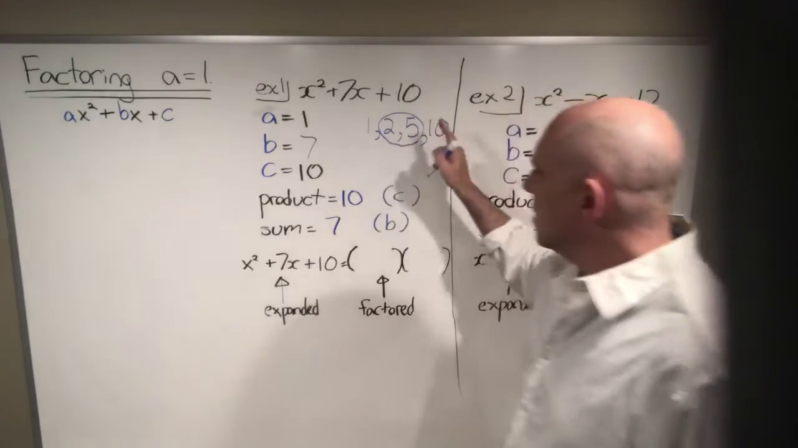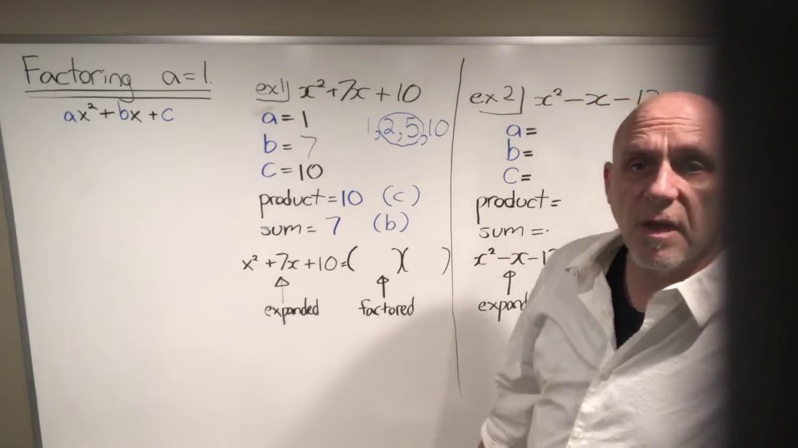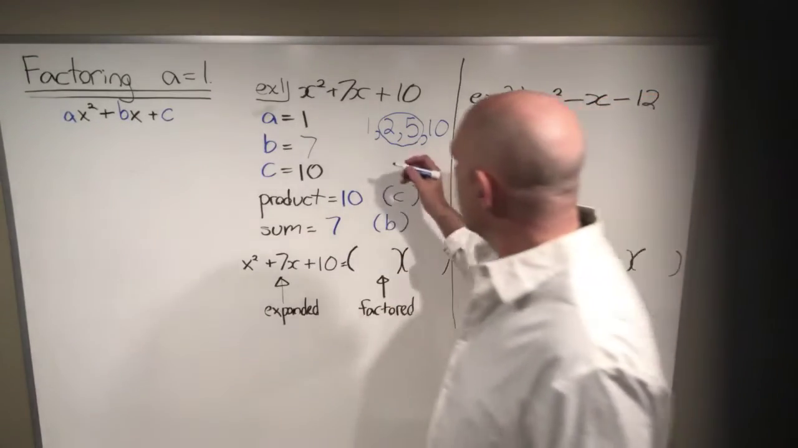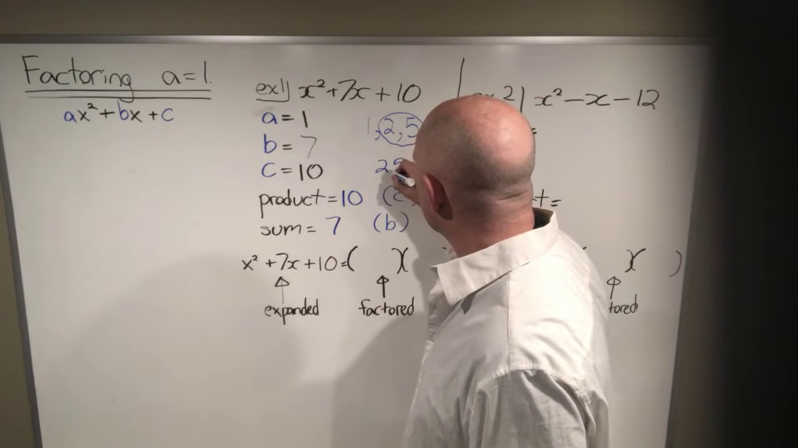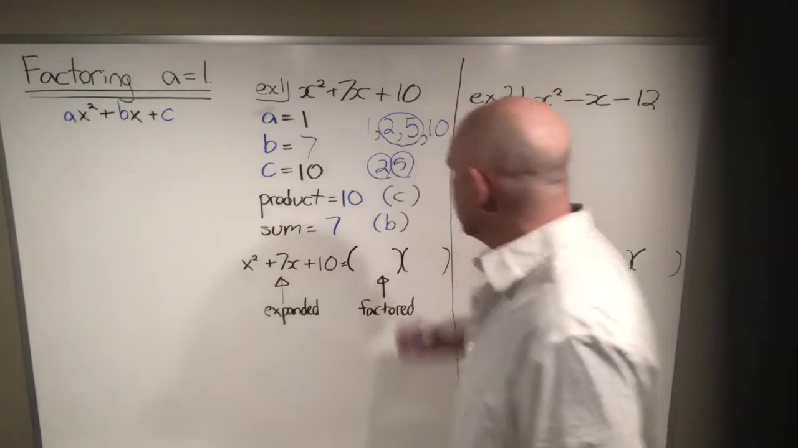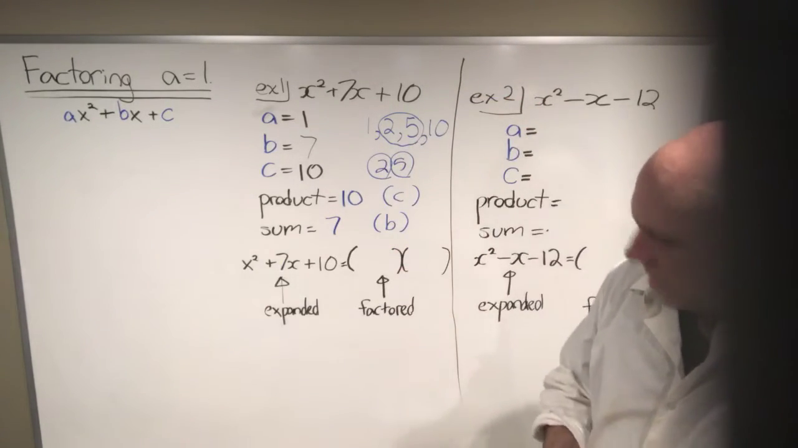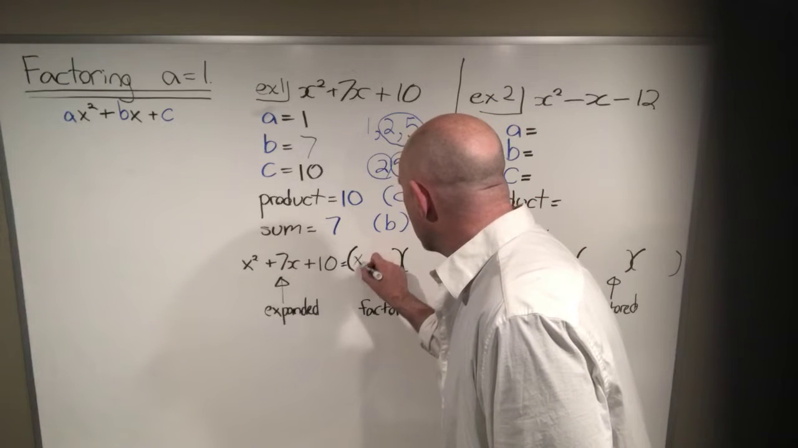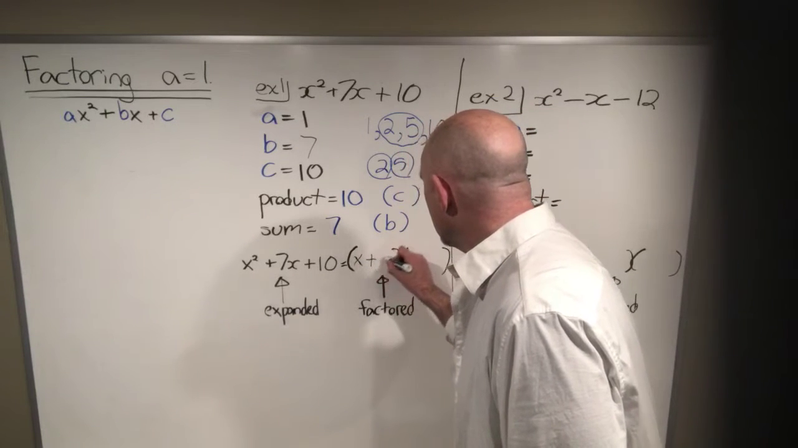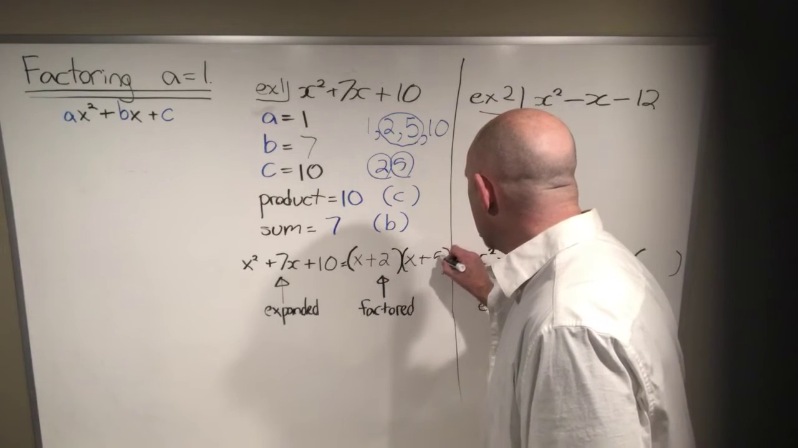2 multiplied by 5 will give me 10. 2 plus 5 will give me 7. I have found the two numbers. It's 2 and 5. These are the two numbers. Now what do I do with these? This means that over here in the factored form, you put x plus 2, x plus 5.